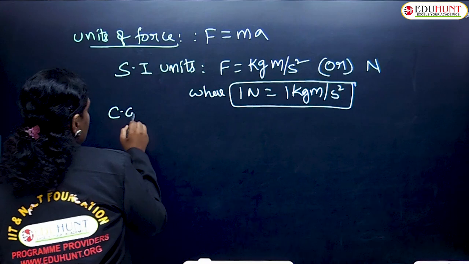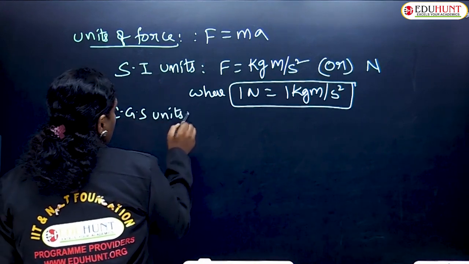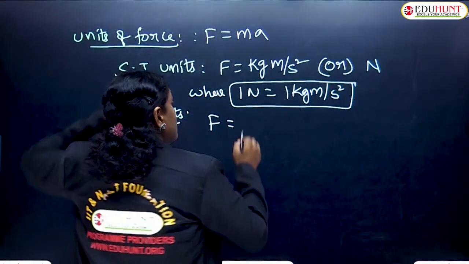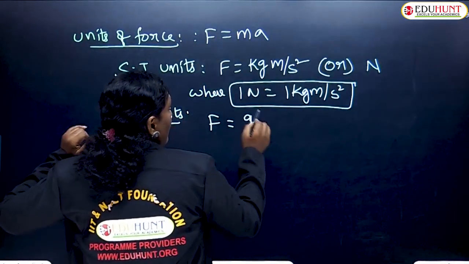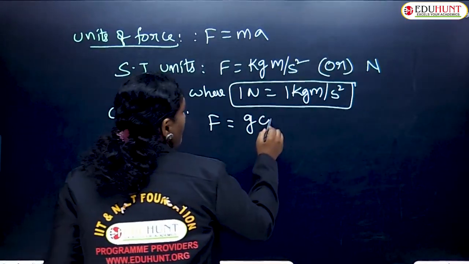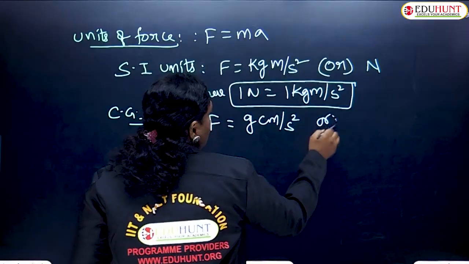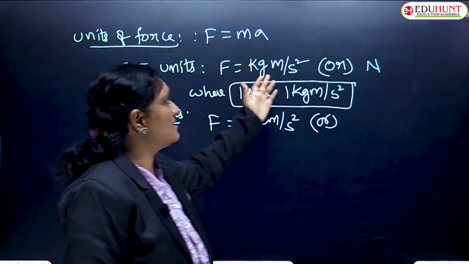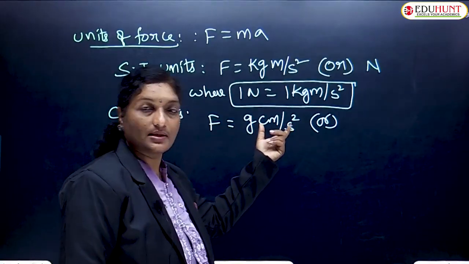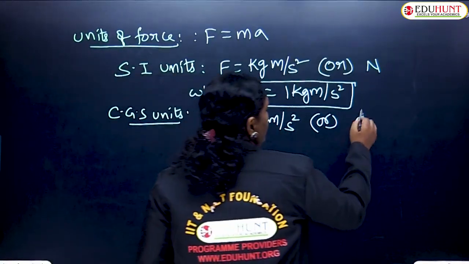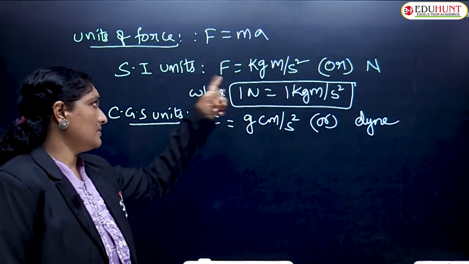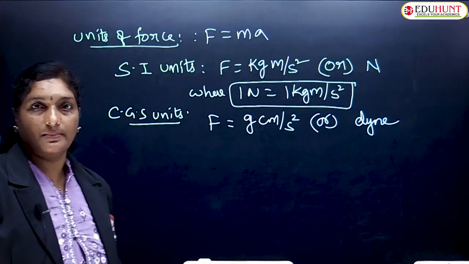Similarly, if you would like to understand the CGS units of force, then F is force, and mass in the CGS system is written in grams instead of kg. Acceleration is represented in centimeter per second square instead of meter per second square. So instead of kg meter per second square or Newton, you can write gram centimeter per second square or dyne. Okay children, that was Newton, this is dyne. That was kg meter per second square and this is gram centimeter per second square.